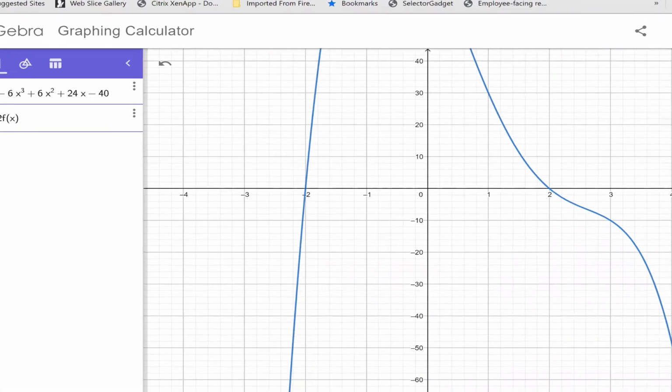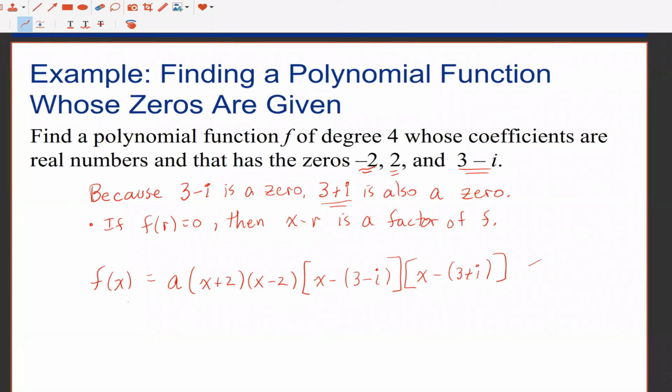And so my point in doing all that is this number a can be anything you want it to be, as long as it's not 0. It doesn't affect the zeros of the function. All it does is affect the stretching or reflection on the graph of the function. That's it.